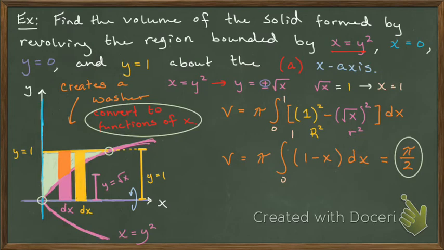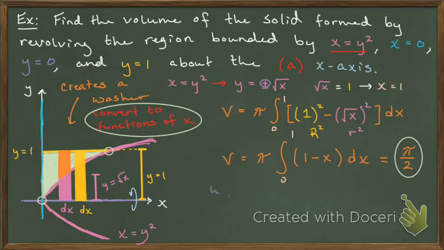Okay? So, washer method here, relatively straightforward. The difficulty was converting my functions to functions of x, right? I wasn't given y equals the square root of x off the bat. I was given x equals y squared, so I had to make a change and make sure everything I was working with was in terms of x, so that I can integrate nice and easy and I'm good to go.